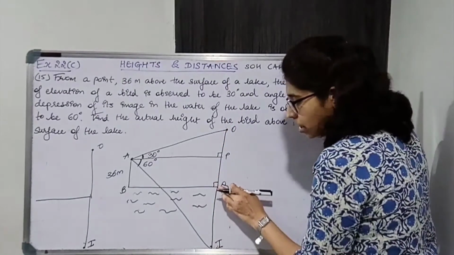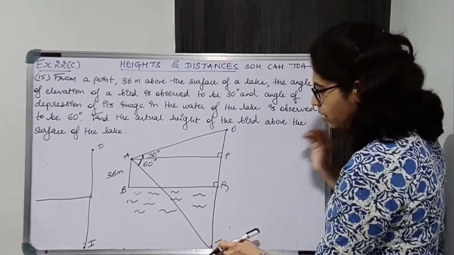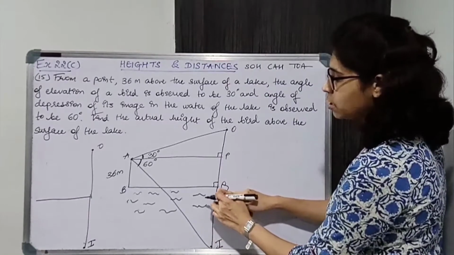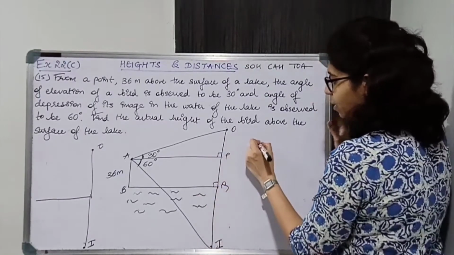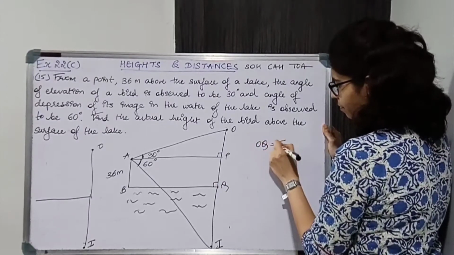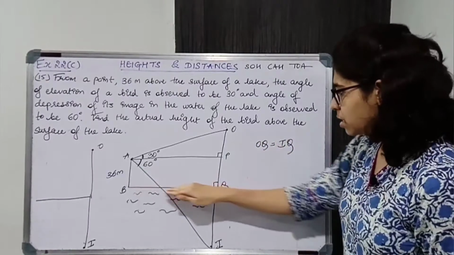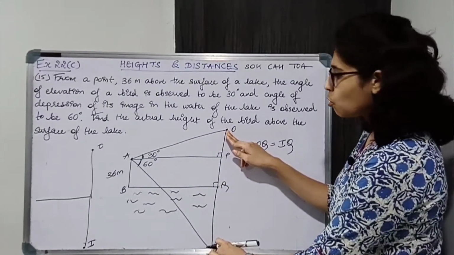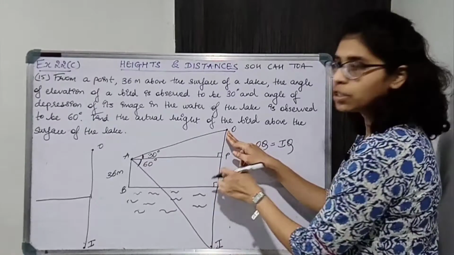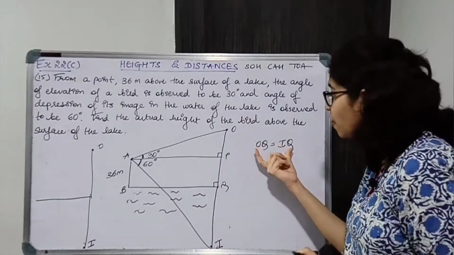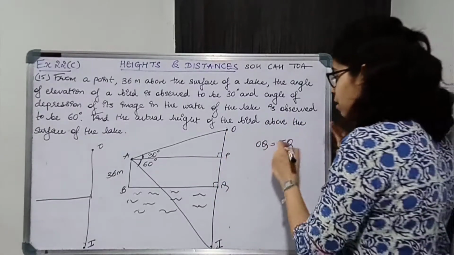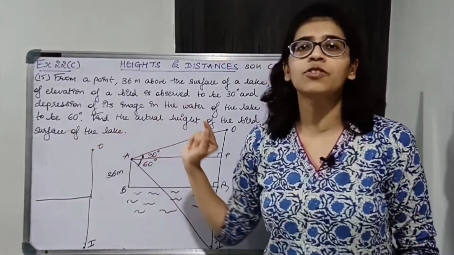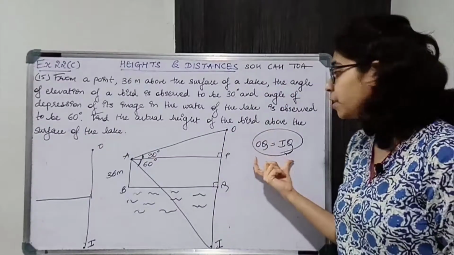Now the image is being formed inside the water. So whatever the object's distance is from the surface of the lake, the image's distance will be the same. So OQ will be equal to IQ. This is the mirror over here, this is the object, this is the image. So object distance is equal to image distance. Keep this in mind. This is very helpful information and this will help us in finding the actual height of the bird above the surface of the lake. So this is a very important point.